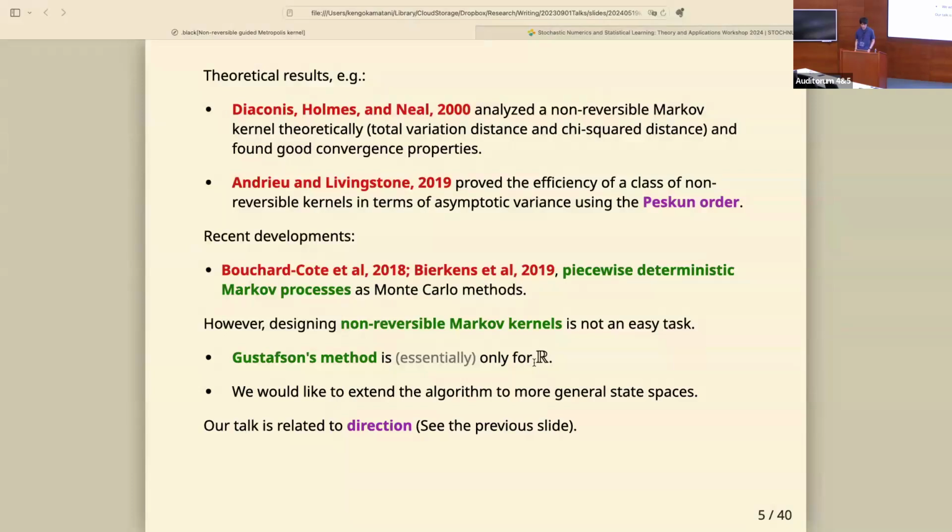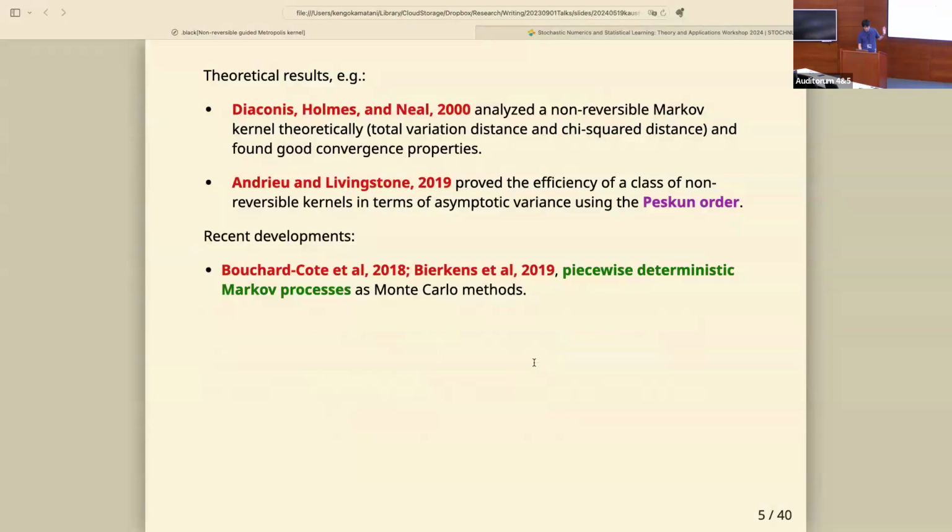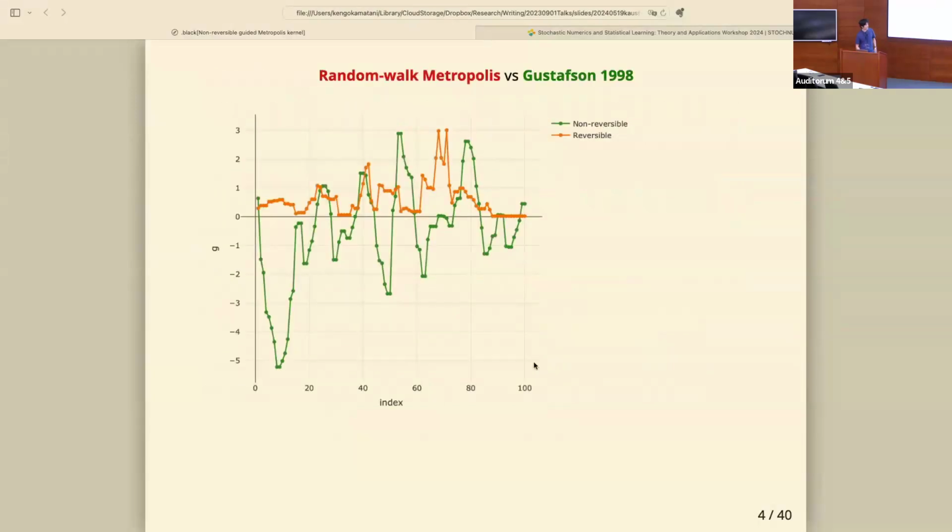Actually, our talk is related to direction. In the method I explained in the previous slide, direction is an important matter. In the Gustafson method, there is also a direction variable. Initially, it is heading in the negative direction, and it keeps the negative direction this way.